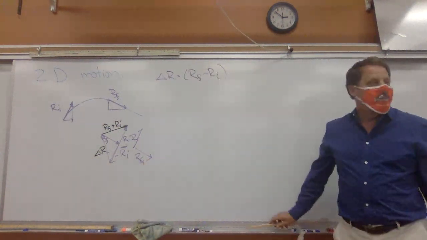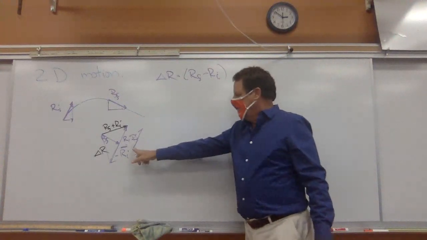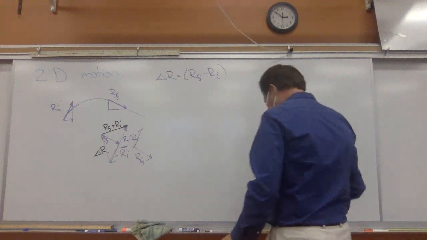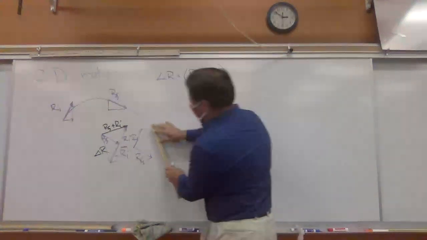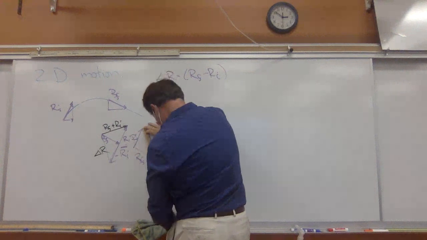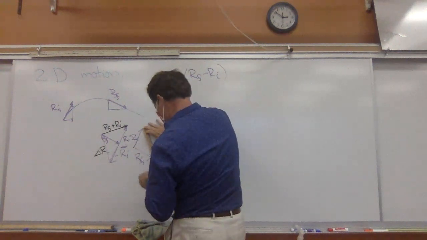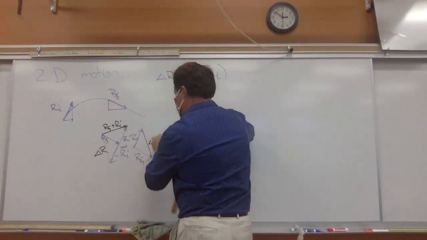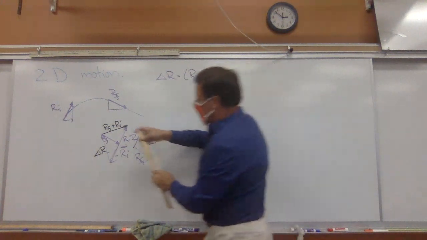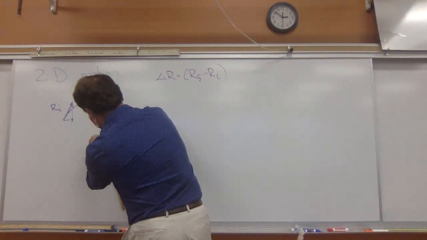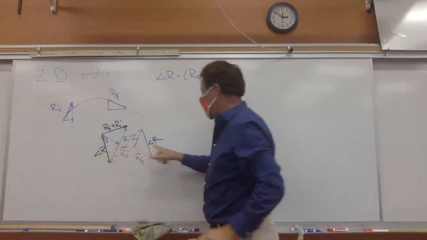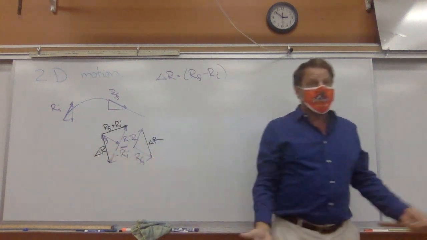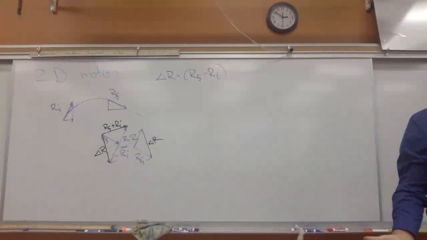Okay, like that. So notice that they are both starting head to head, tail to tail. What's going to happen here is, essentially, what we have here is our delta R. This vector is our delta R, and that vector is our delta R. So we can actually see that these two are the same delta R's.